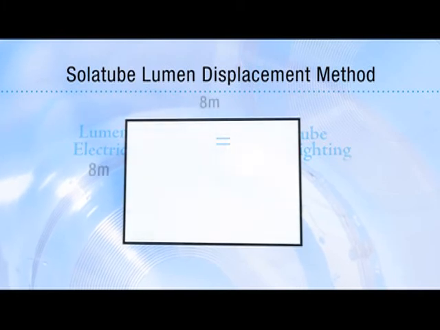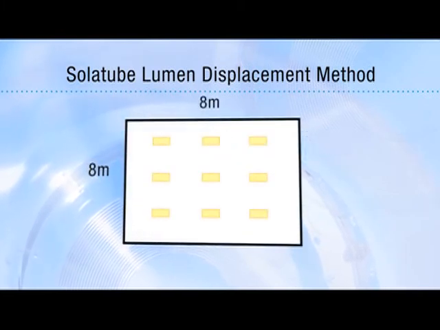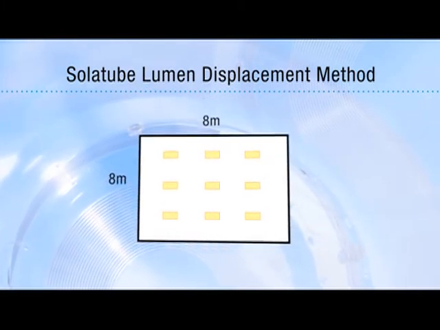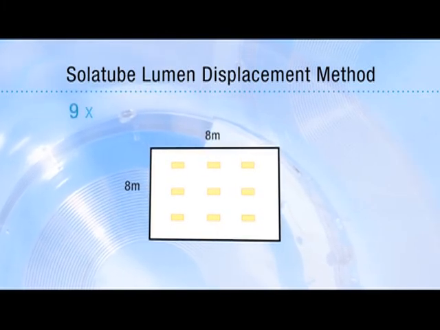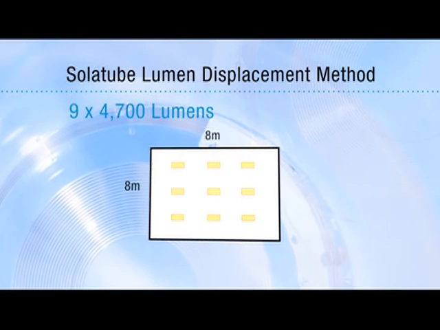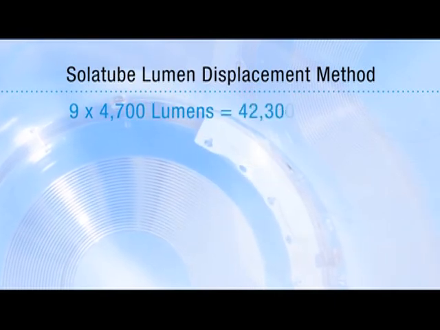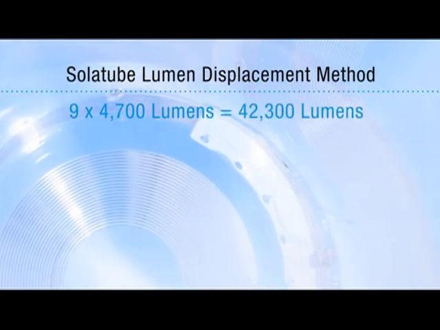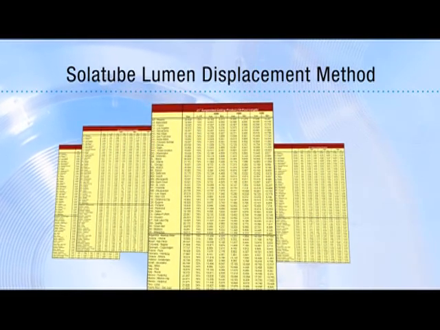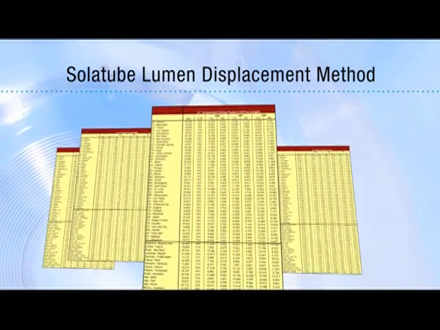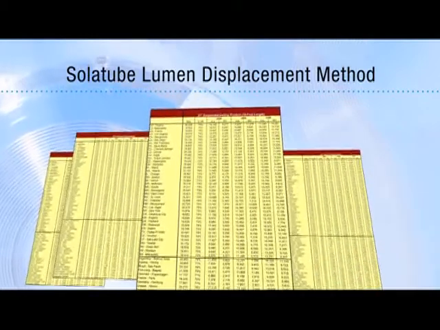Let's say we have a room that is 8 meters by 8 meters. In this room, we calculate that 9 3-lamp T8 troffers each produce a maintained output of 4,700 lumens for a total of 42,300 lumens. Next, choose a unit size of the Solitube daylight system and refer to the Solitube lumen output tables to determine the average lumen output for this sized unit.